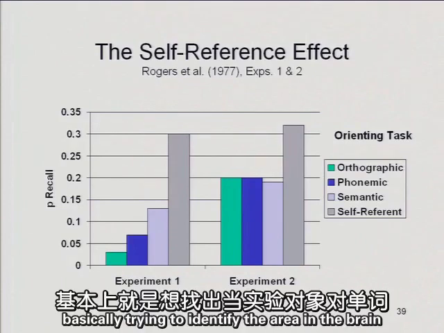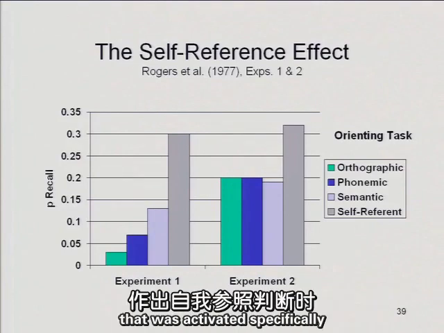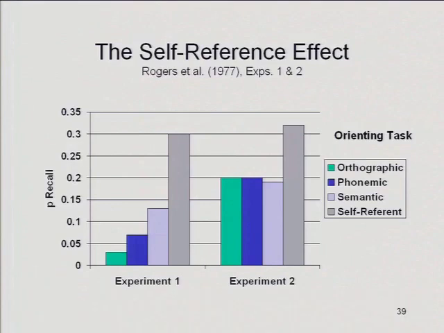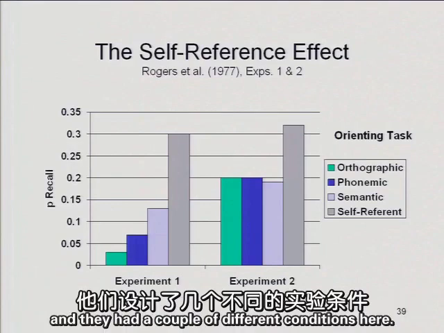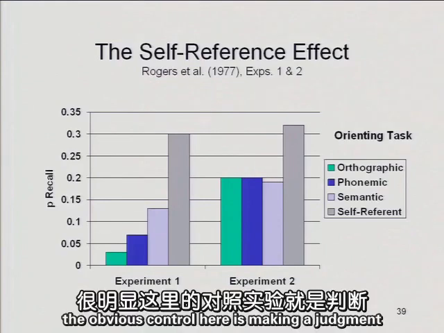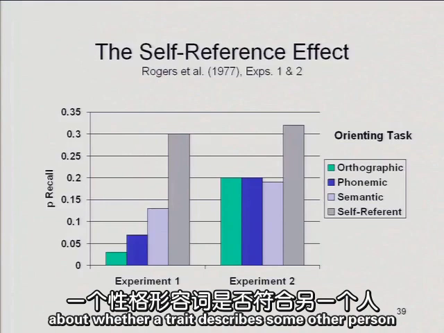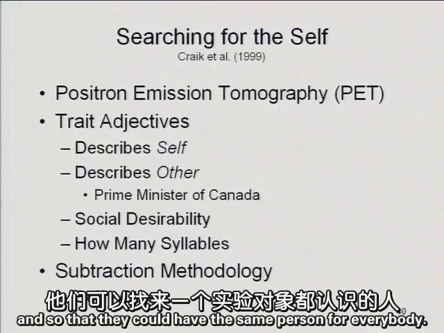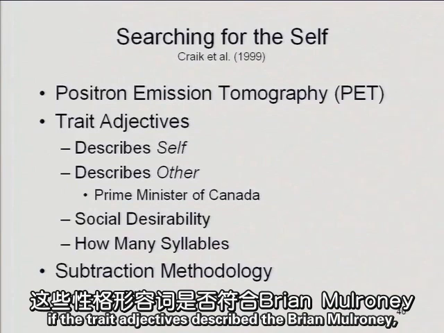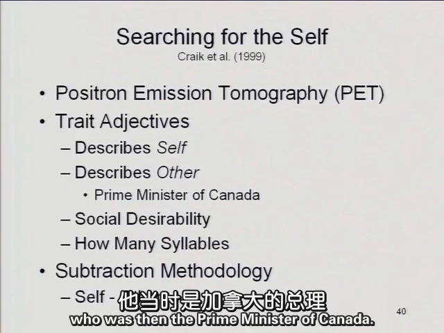And basically tried to identify an area of the brain that was activated specifically when subjects made self-referent judgments about words. As I said, they used PET imaging, and they had a couple of different conditions here. Here's the critical one, describing self. Now, the obvious control here is making the judgment about whether a trait describes some other person, so that they could have the same person for everybody. Remember, this is a Canadian study. They asked people if the trait adjectives described Brian Mulroney, who was then the Prime Minister of Canada.